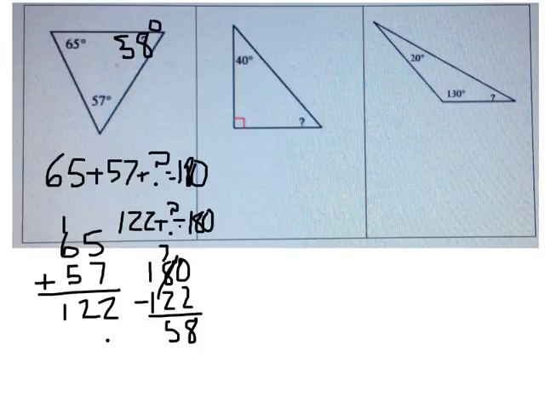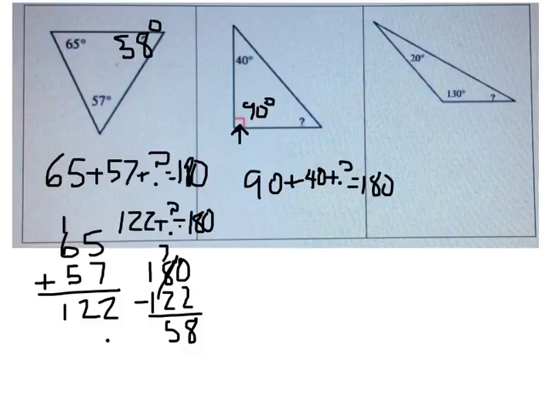The next triangle has a right angle and a 40-degree angle. What is the value of the right angle? A right angle is 90 degrees. I know that I can find the missing angle by using the equation 90 plus 40 plus question mark equals 180.